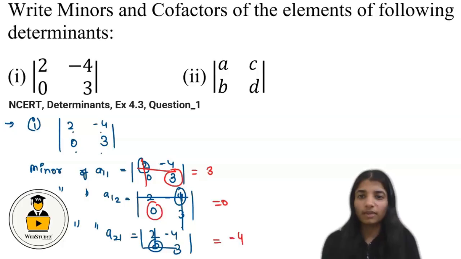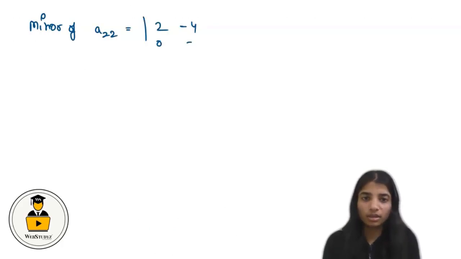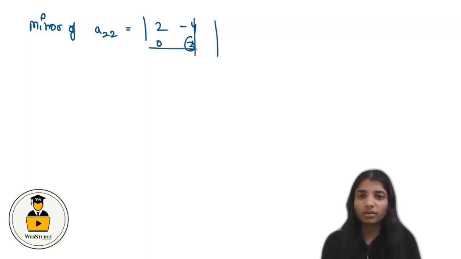And in the same way, we are going to find the minor of A22. The minor of A22: this is 2, minus 4, 0, 3. 3 is here. So cancelling the row and column, we can say that the minor of A22 is 2. So this is the value of the minors. Now we have to also find the value of the cofactors.